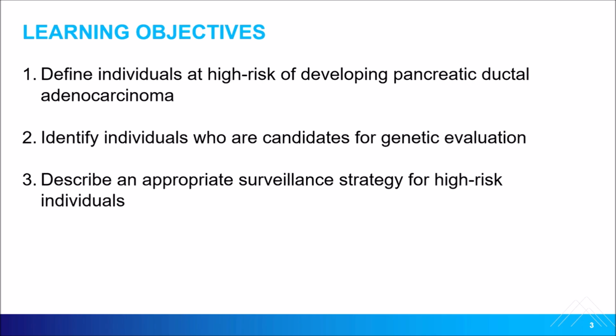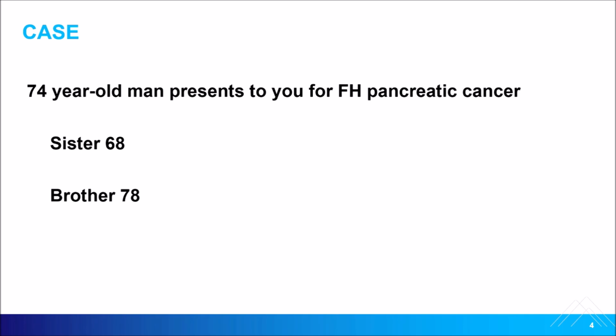The learning objectives for today are to define individuals who are at increased risk of developing pancreatic cancer. And for today, I'm going to really focus on pancreatic ductal adenocarcinoma and not neuroendocrine tumors. We'll talk about who might be a candidate for genetic testing, and we'll talk about an appropriate surveillance strategy once we've identified these high-risk individuals.